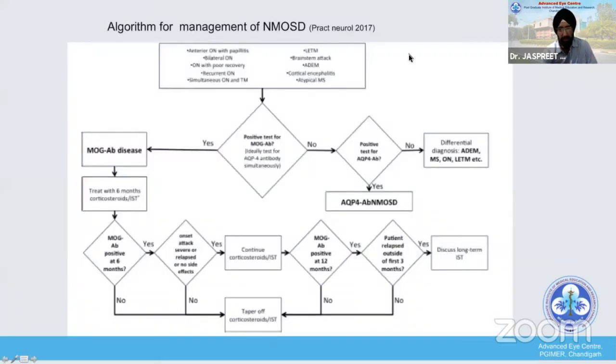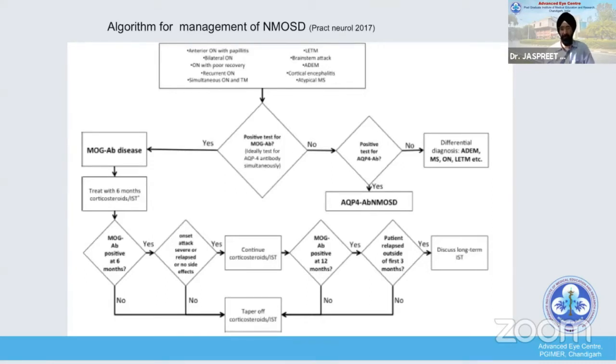So I'll just discuss the algorithm for the management where you have these MOG antibody positive or negative. How to approach these patients. What I'm going to talk about is atypical optic neuritis. Atypical optic neuritis could be just anterior with papillitis, bilateral, or an optic neuritis with poor recovery. You're having a recurrent optic neuritis or maybe a transverse myelitis along with it. There are a number of causes, as I discussed; it could be ADEM, it could be brainstem or transverse myelitis. So how do you approach this?